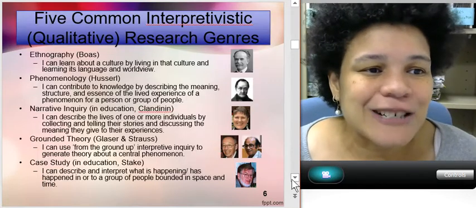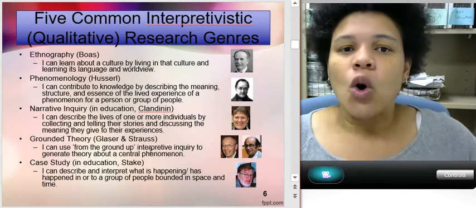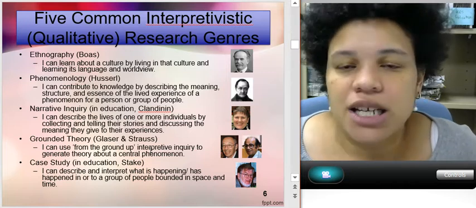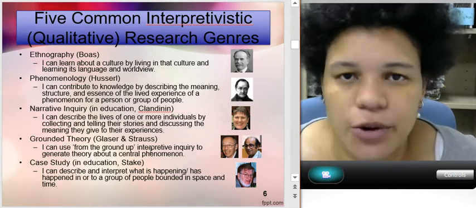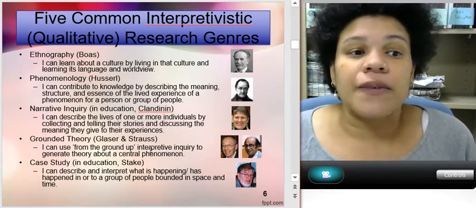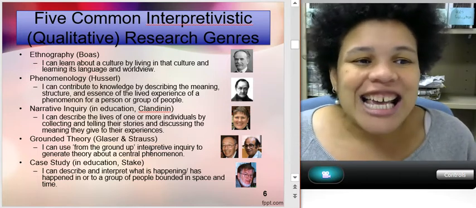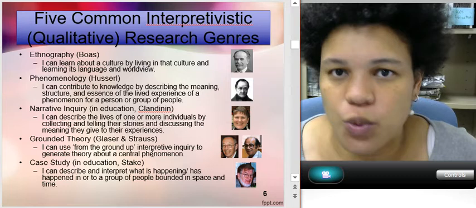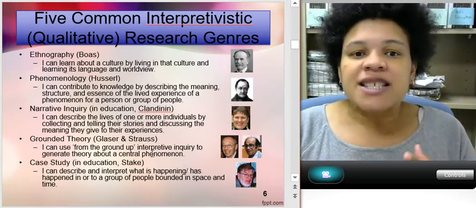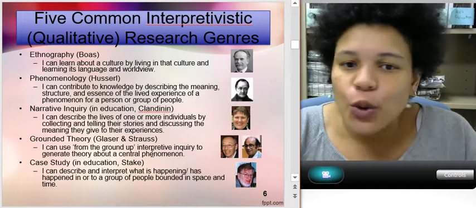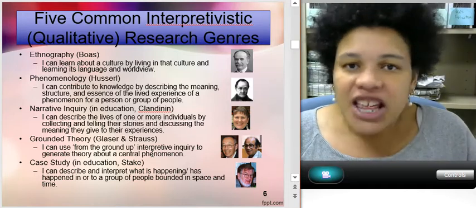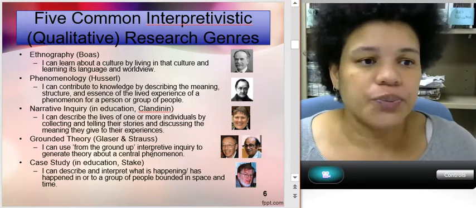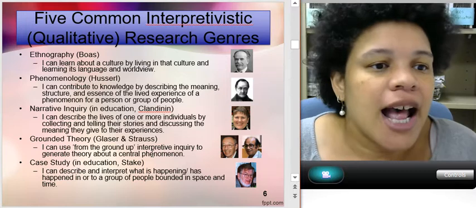And slide 6. So where do these qualitative research genres come from? Where do these interpretivistic research genres come from? What are they really? So first of all, ethnography. We think of Boas, right? I can learn about a culture by living in that culture and learning its language and worldview, right? So anthropologists, we think of them going to some remote place, living there, learning the language, and learning the worldview. Okay, so immersed in the setting.